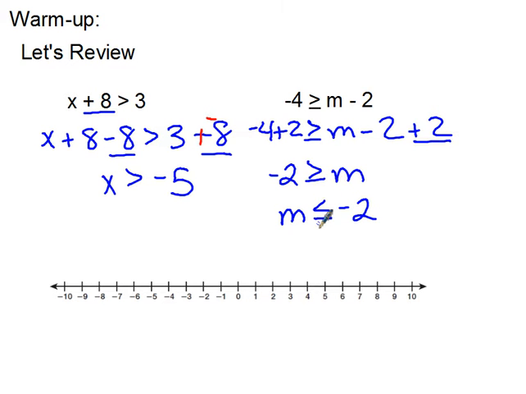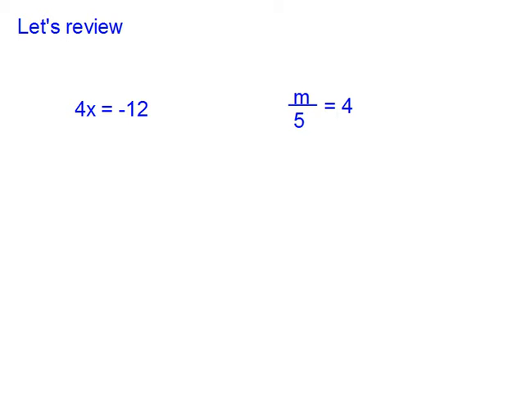So in this one, we need to graph m is less than or equal to negative 2. So we put a closed circle on negative 2 because the equal says it includes negative 2, and we shade to the left because I need less than, or left of. Okay. Now today what I want to talk about is multiply and divide. So let's review multiplying and dividing equations.